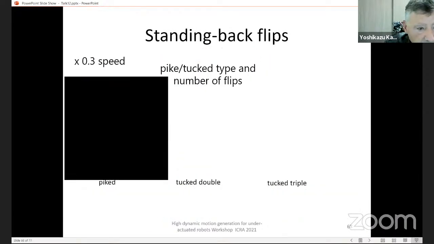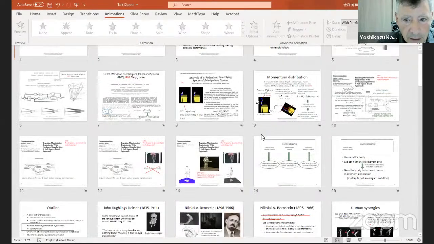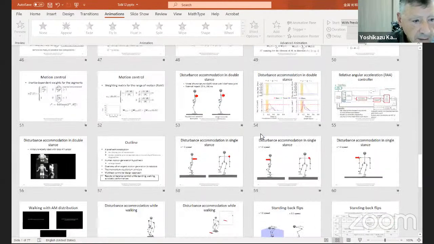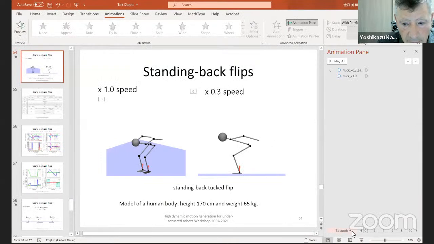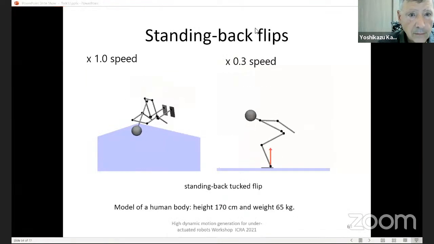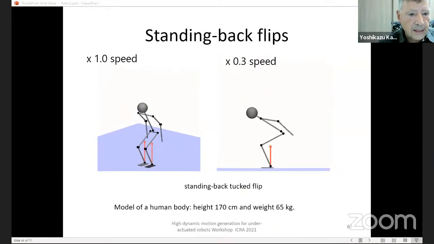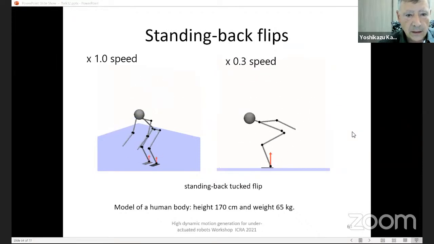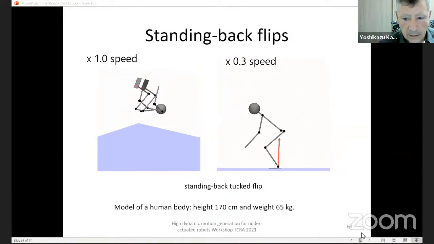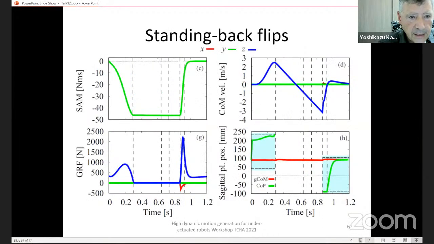I have no time now to show it. It's going into some saturation. Let me see if I can try it again. Out of time, I guess. So this is a backflip which we generated. Okay, I'll go over this data.